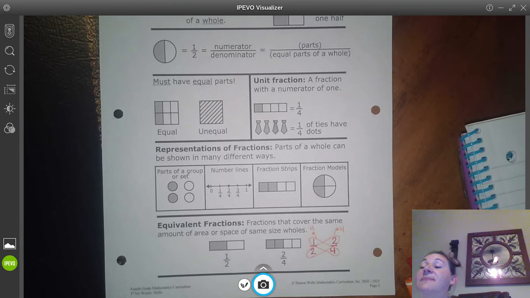Now I'm going to expect you to draw something like this in your math journal. I'm going to post what my math journal looks like, and I expect you to make a chart in your journal as so.